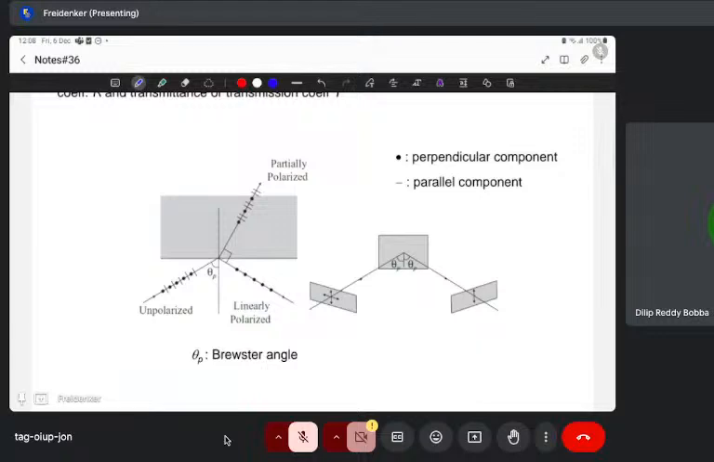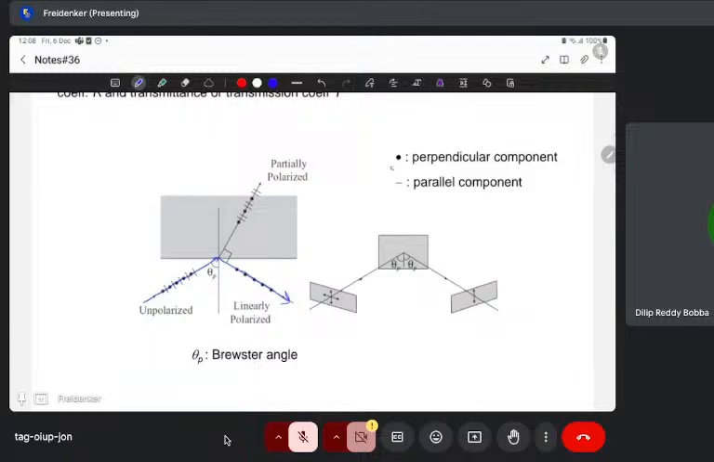Okay, so Brewster's angle is the angle at which, when an unpolarized ray of light is incident on a surface, the reflected ray will be linearly polarized and the transmitted ray is partially polarized. Maybe some special thing happens here. So Brewster angle is the angle at which an unpolarized incident ray of light gets reflected as a linearly polarized ray of light, while the transmitted ray of light gets partially polarized. Interesting.